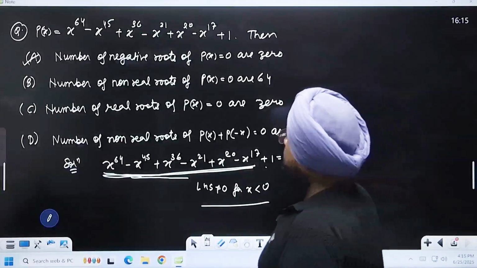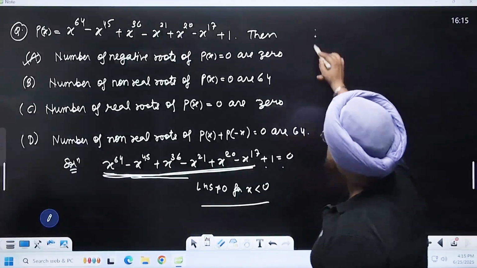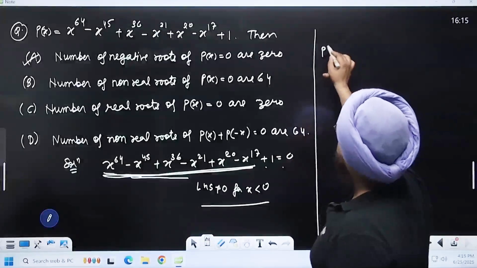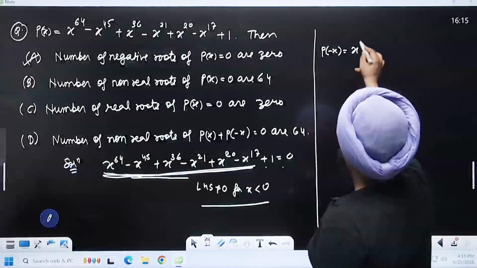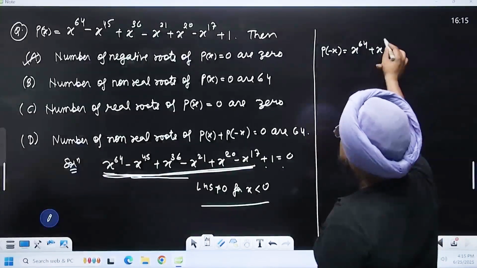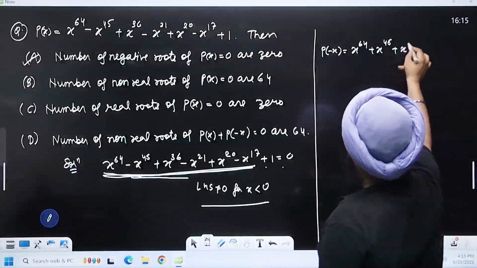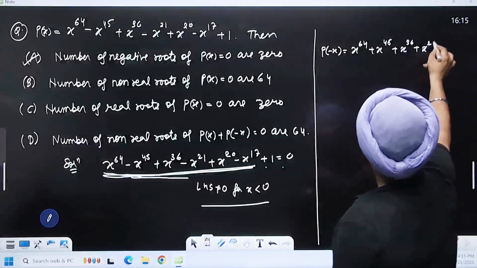And D, number of non-real roots of P(x) plus P(minus x). Let's check the D option. P of minus x will be equal to all the terms with positive coefficients.